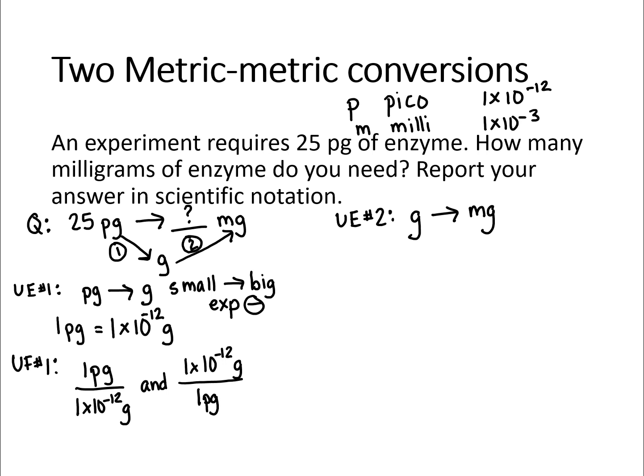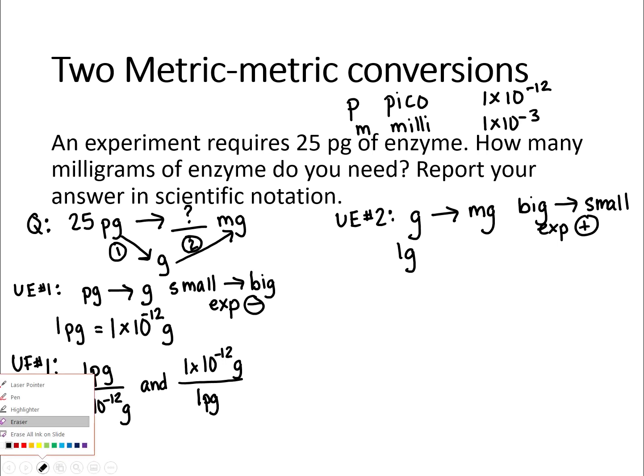So that's the first part. Now we need to talk about the second leg. We need to go from grams to milligrams. In this case, we're going from big to small. So that means our exponent is going to be positive. If I have 1 gram, if I write one more doggone arrow instead of equal sign, I just might pull my hair out. Okay, maybe not. I like my hair too much. Took me too many years to grow it out.